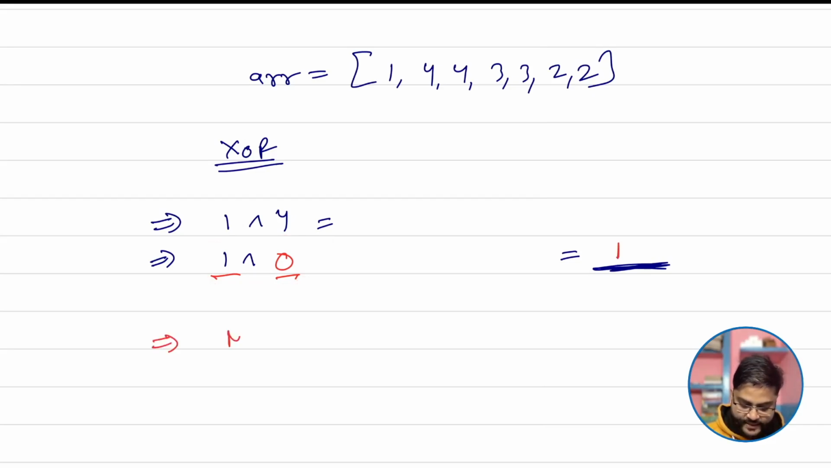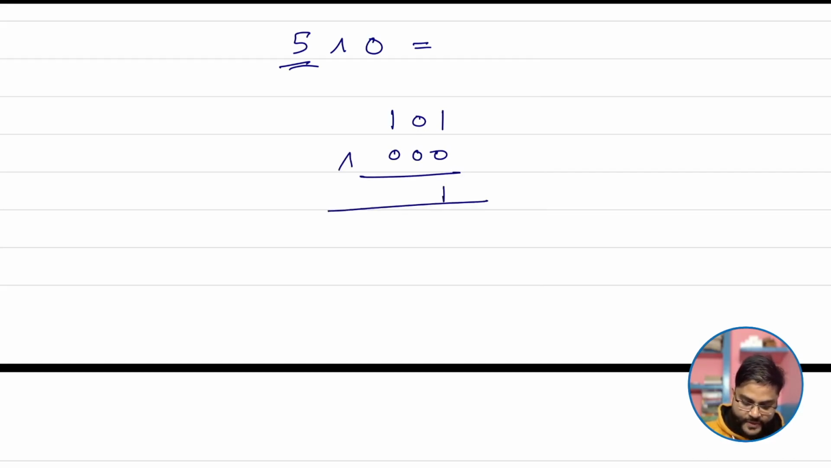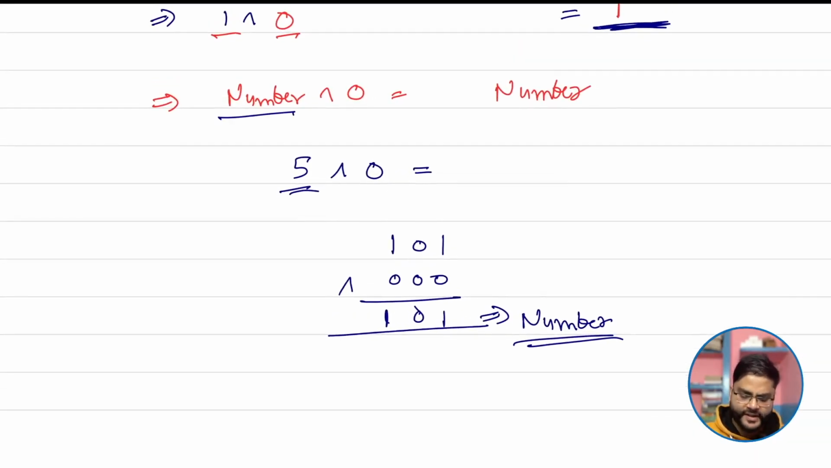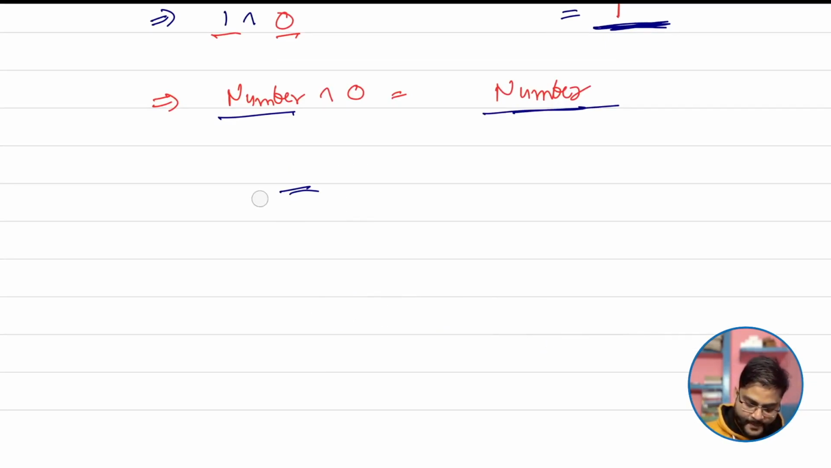So if you do XOR of any number with 0, it will give me the same number. How? Let's see. Let's say I do 5 XOR 0. 5 can be written as 1 0 1, and this will be 0. If you do XOR of it, what will happen? This will be 1, this will be 0, this will be 1. So the same number will be written. If you do XOR of any number with 0, it will give me that number only. That's how we can solve this problem using bit manipulation.